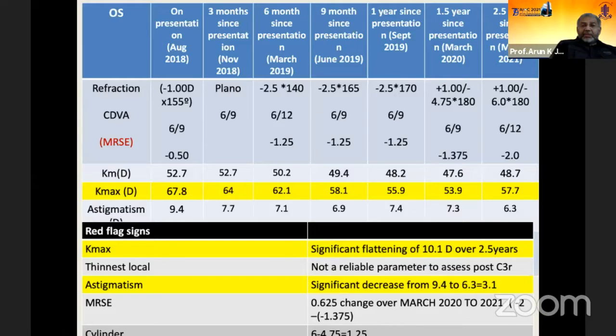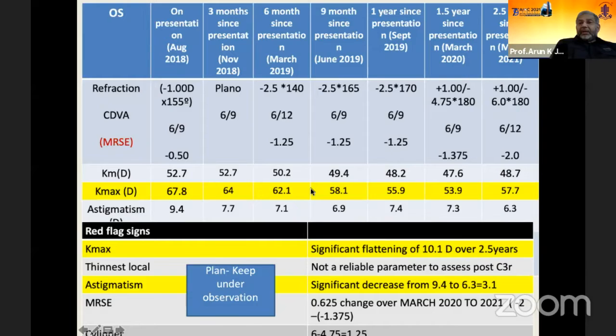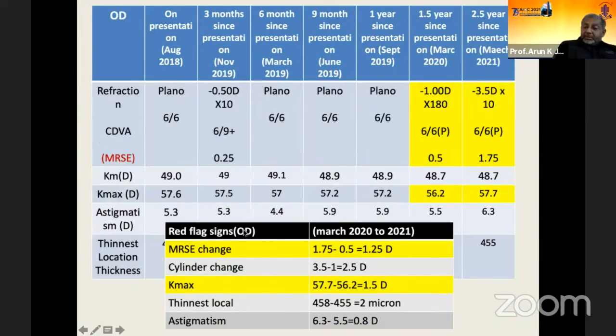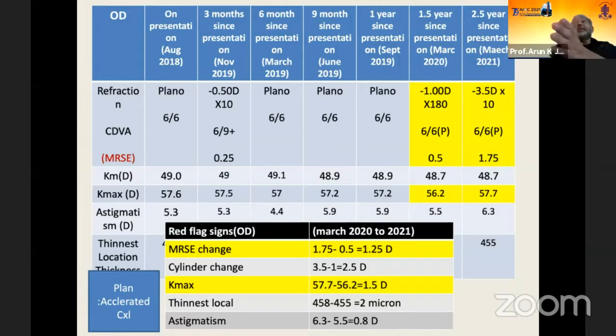This is a very busy slide. So this is the right and left eye of the same patient. And here we can see there is hardly any progression in the K readings. And if we see the other eye, there is a gradual progression of the disease in terms of keratometry as well as Kmax. And here we planned a C3R. So the Pentacam is very important for following up cases of refractive, post-refractive surgery or keratoconus, to see whether the disease is progressing or not.